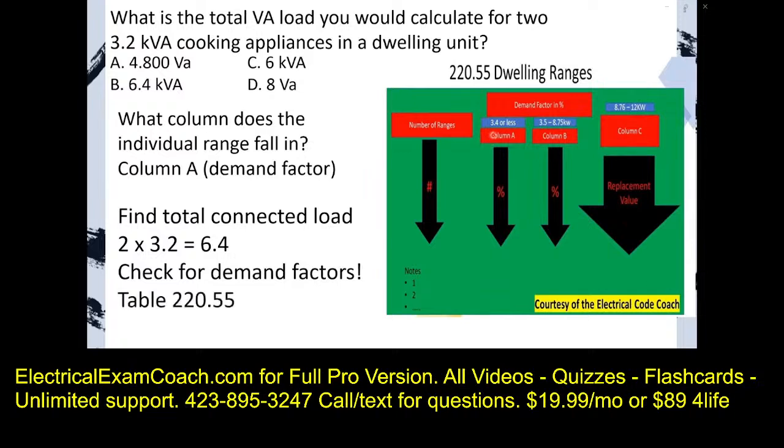When we do that, we start on the left-hand side of our table. We come over and find our number of ranges, and then we cross over, and we find that for column A, 2 ranges is 75%. Now, all we have to do is multiply. We take our 6.4 multiplied by our demand factor, and this gives us our new reduced load, and we're going to select A. Great job.